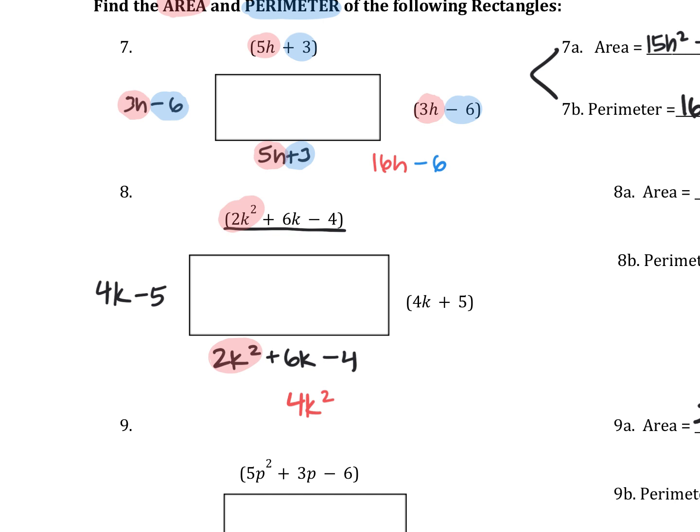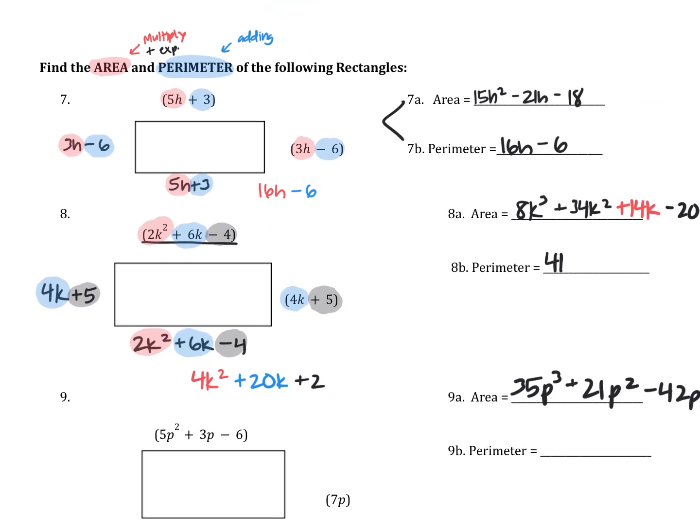Next thing, I'm going to add all my k's together. So I've got 6k plus 6k plus 4k plus 4k. That would give me positive 20k. I did not add the exponents together. And lastly, I would take -5, that should be a positive 5. Take positive 5 plus positive 5 plus -4 and -4 would give me a total of positive 2. So my perimeter is 4k squared plus 20k plus 2. Again, they are very different answers.